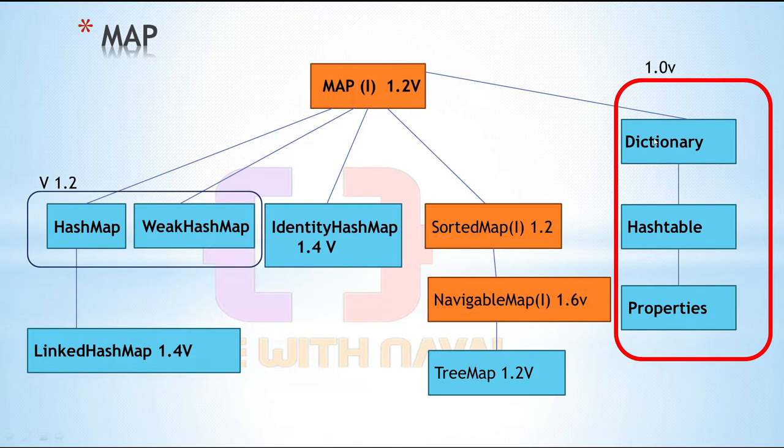Okay, here we have the legacy Dictionary, then Hashtable. This t should be small, this t is not capital. Okay, Hashtable, then Properties. Let's discuss one by one. First we discuss Map and HashMap.